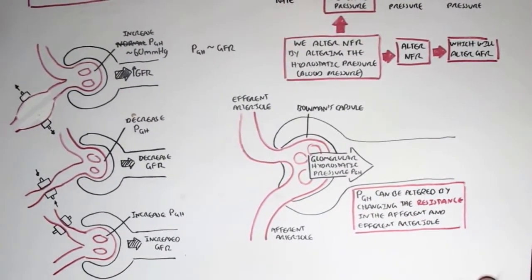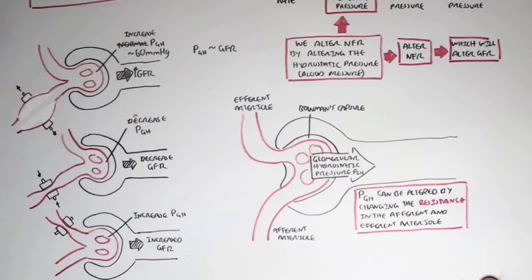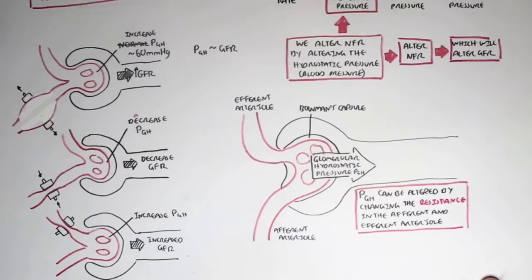So that concludes this video on glomerular filtration. This video only looked at everything to do with filtration, the first step in urine production. In the next video, we'll look at reabsorption, how the filtrate gets reabsorbed back into the blood. And that's the second step of urine production.